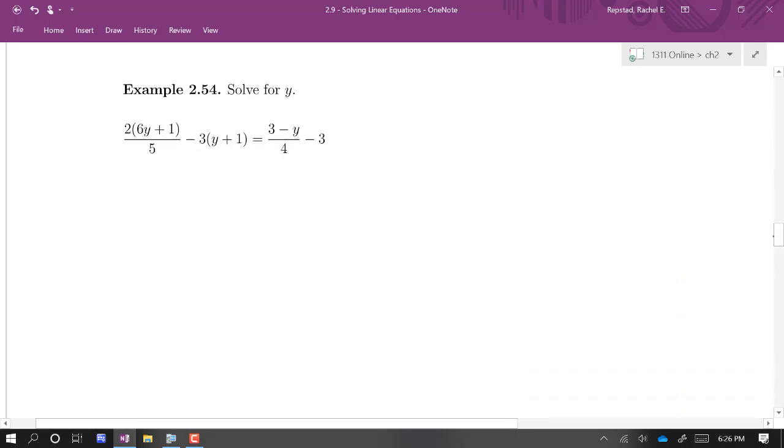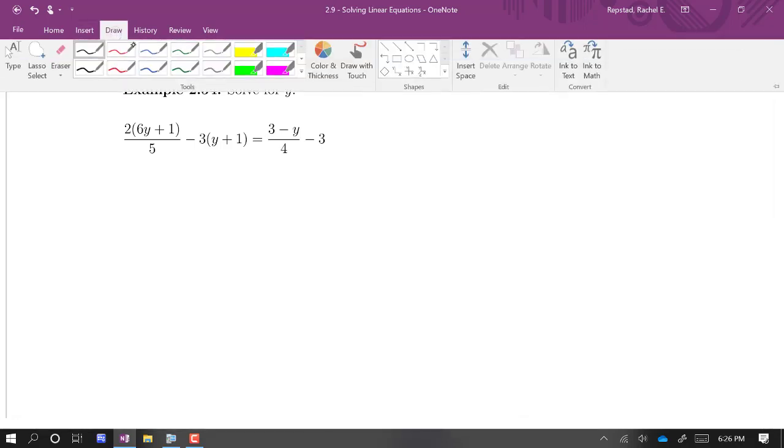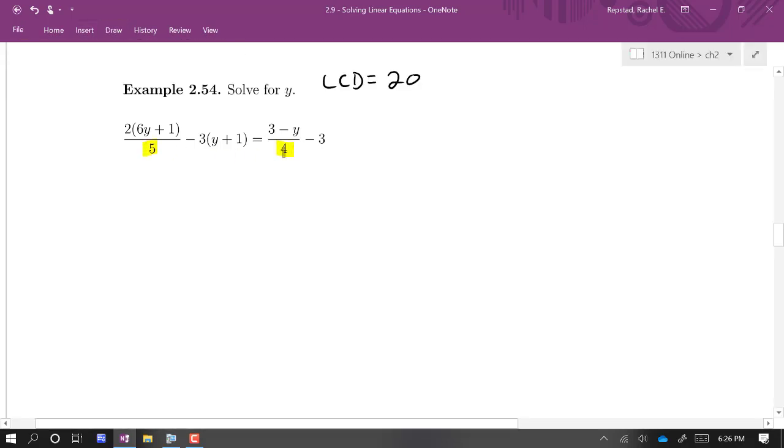Alright, let's solve one more equation here. This is an equation with fractions. So what I'm going to do first is turn it into an equation with no fractions, because we know how to solve those. And I'll just note that the least common denominator is equal to 20. My denominators that appear in the fraction are 5 and 4, so the smallest number that they both go into is 20. I'm going to multiply both sides by 20.